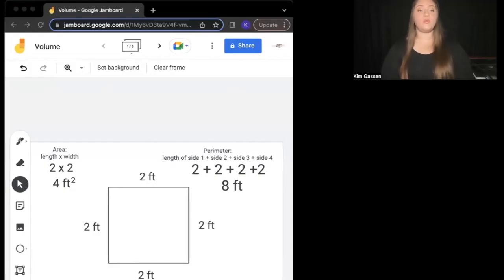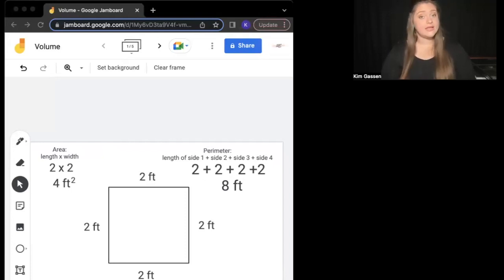So, we all remember learning area and perimeter. But now we are going to learn about volume. So I'm going to explain what volume is. I'm going to teach you the equation for volume, and we're going to do a couple practice problems. Hopefully, by the end of this, it'll be pretty clear. But if you have any questions, don't be afraid to ask.